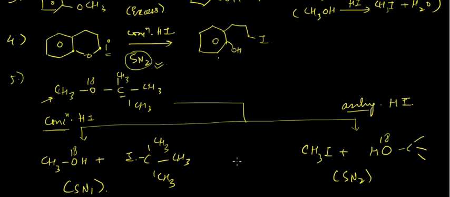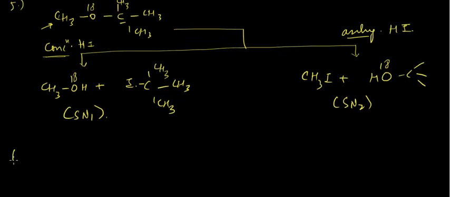Okay. Let's take a look at this example. We have this, and we take HI. If I don't write anything before HI, it means it is in concentrated form. For anhydrous, I have to specifically mention that it is anhydrous. But if I don't mention anything, it is well understood that it is the concentrated form only.